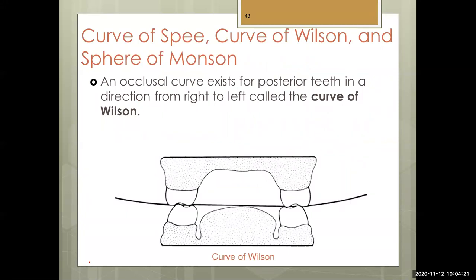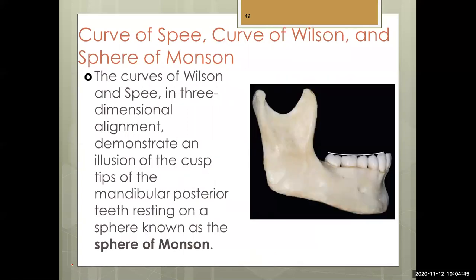Versus when you're looking from behind, there's an occlusal curve that exists for posterior teeth. This is the curve of Wilson for the posterior, looking behind. Curve of Wilson is from right to left, versus curve of Spee, which is from front to back. Curve of Spee from front to back deepens with age.